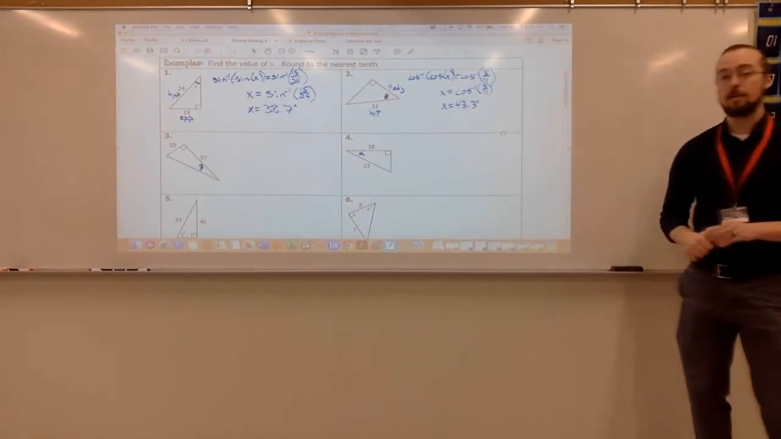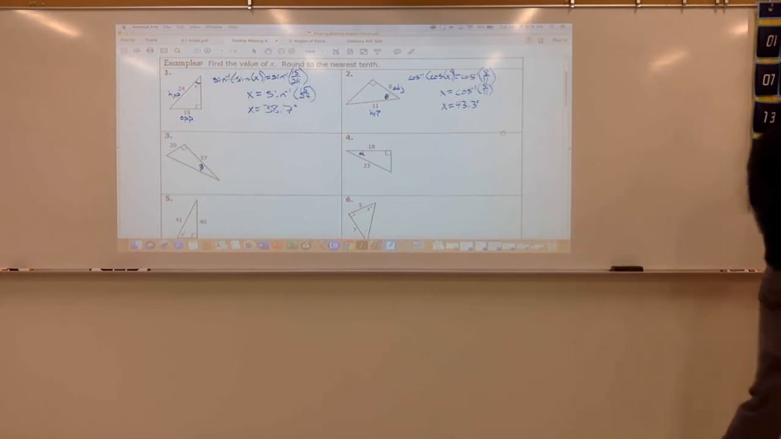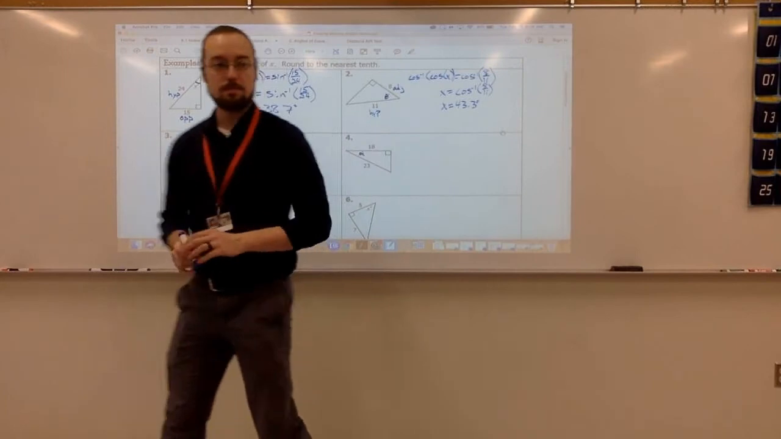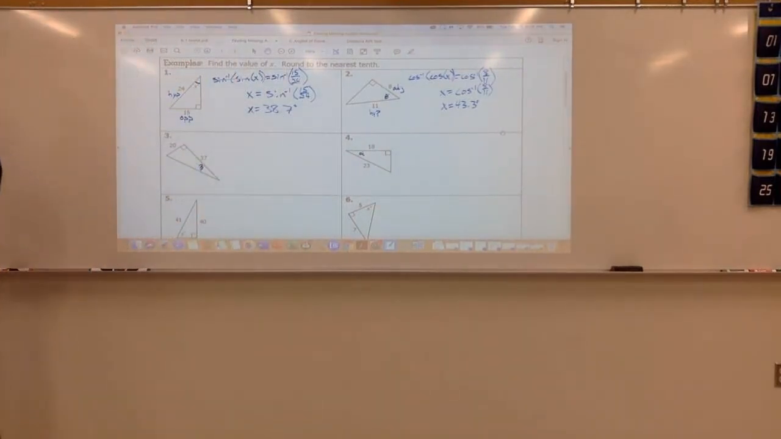Today we're finding missing angles. Yesterday was missing sides. Today is missing angles. Okay. Do we want to do a couple more, or think we can try some?